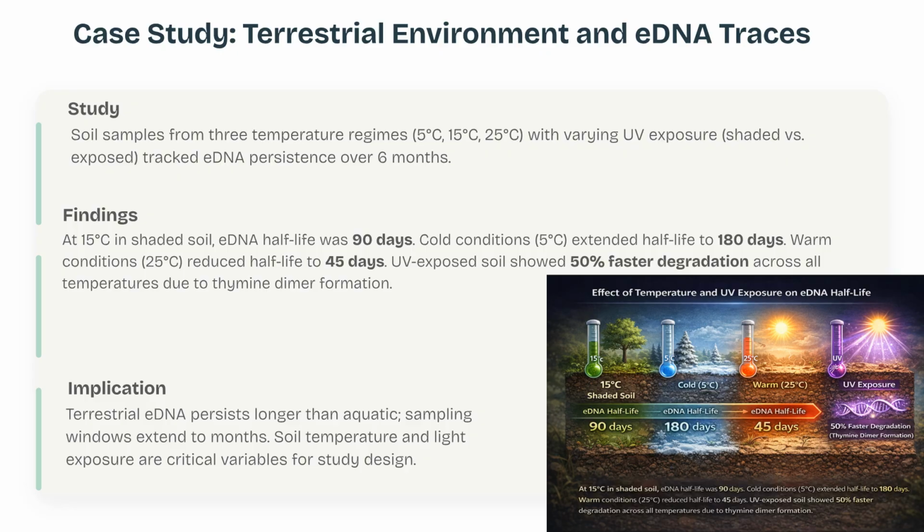In terrestrial environments, a case study showed that cold, shaded soil extended eDNA half-life to 180 days. Conversely, warm, UV-exposed soil reduced the half-life significantly. Terrestrial eDNA persists longer than aquatic, extending sampling windows to months.